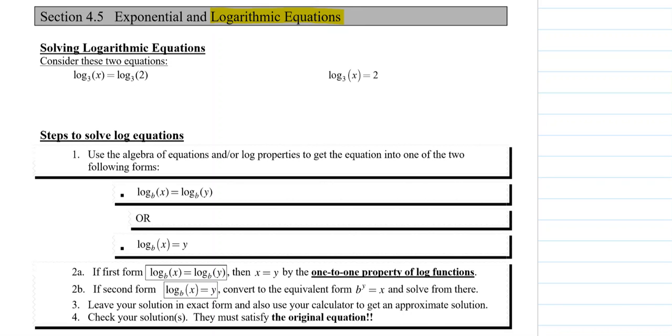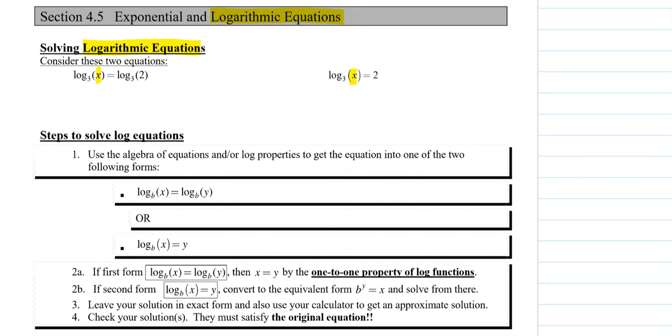An equation is considered a logarithmic equation if you have a variable inside the logarithm, like these two equations. These are two different equations, and again, just like with exponential equations, you want to see if you can have matching bases where you just drop the logarithm, or do you have to use exponents to rewrite your logarithmic equation.